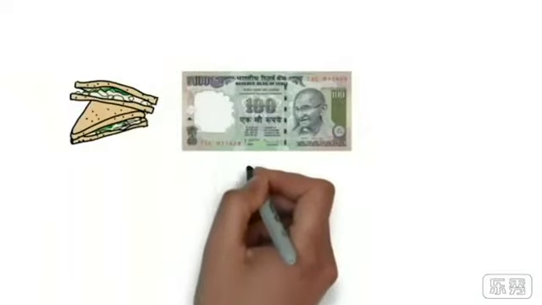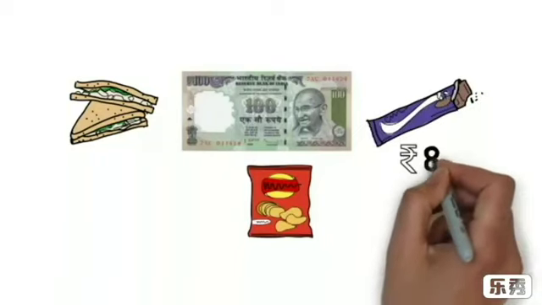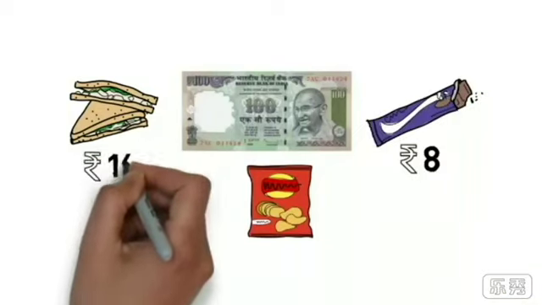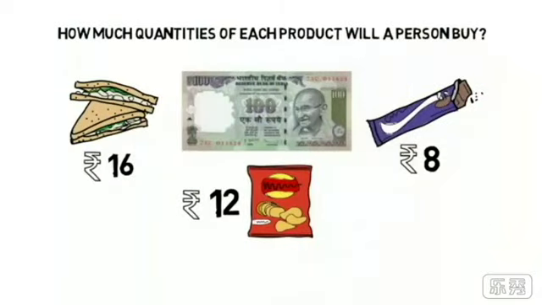Spend rupees 100 and ask him to buy 3 commodities: sandwiches, chips and a few chocolates. The prices for which are chocolate for rupees 8, sandwich for rupees 16 and chips for rupees 12. And now, if I ask you the question, how much quantities of each product will your friend buy?